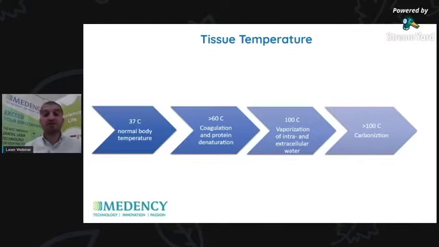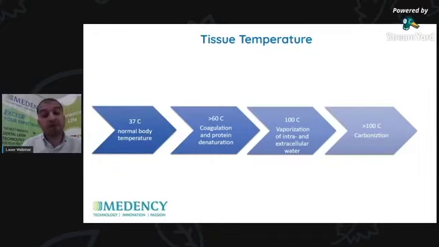Once we reach 100 Celsius, another effect takes place, and the cell's content starts to vaporize and disappear. At this level, the cells lose their cellular fluid, and this makes the laser work in the incision mode. What does incision mode mean? The cutting mode. Once the cell is vaporized, we have the cutting effect working.